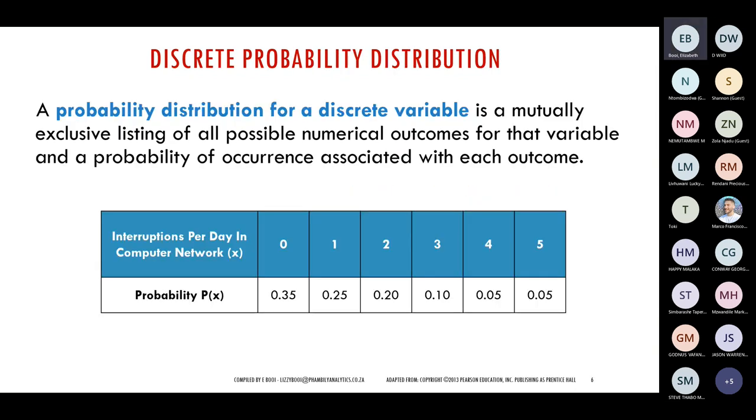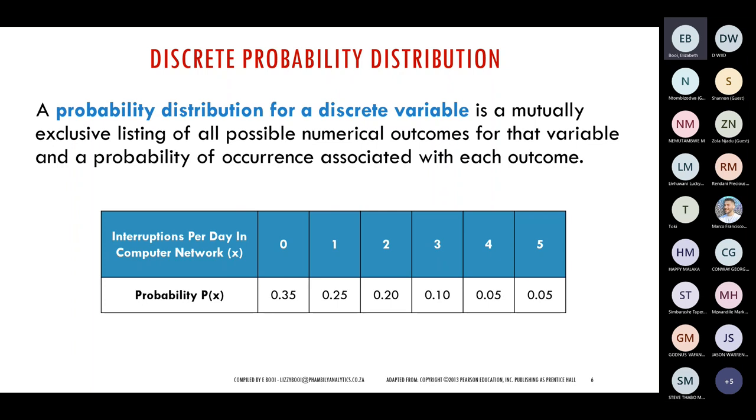So when we talk about a probability distribution for a discrete variable, usually we're talking about events that are going to be mutually exclusive. Remember, those events cannot happen at the same time, so they cannot influence one another, so they should be independent as well. And it must also be collectively exhaustive, because it must include all possible outcomes of a sample space.